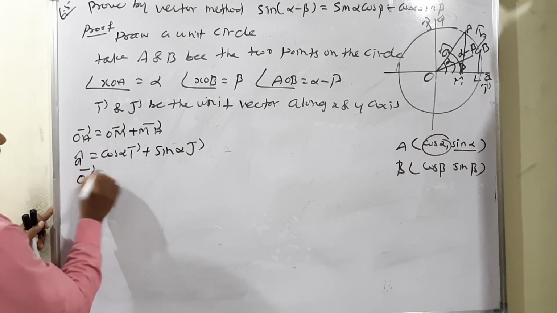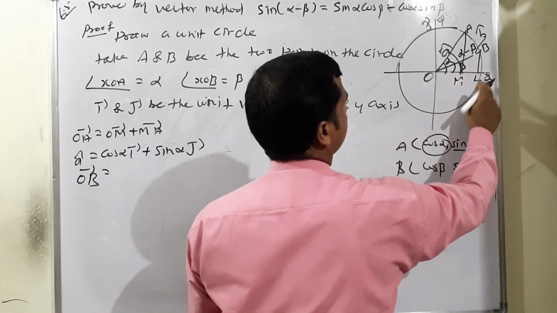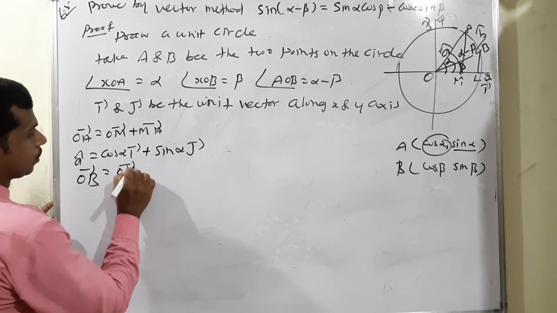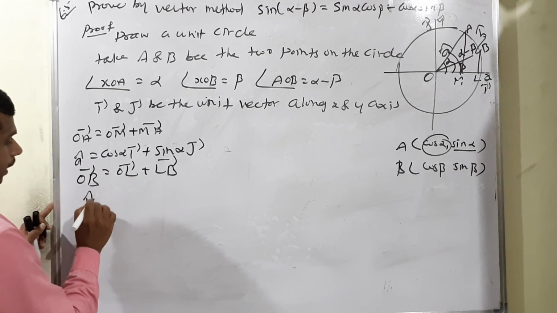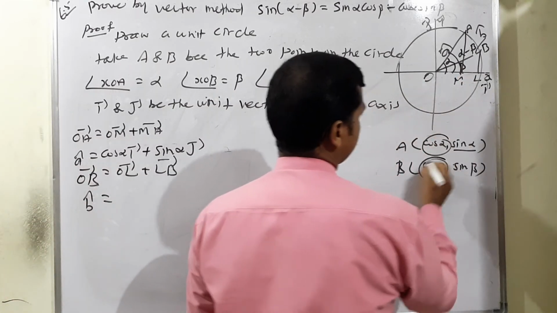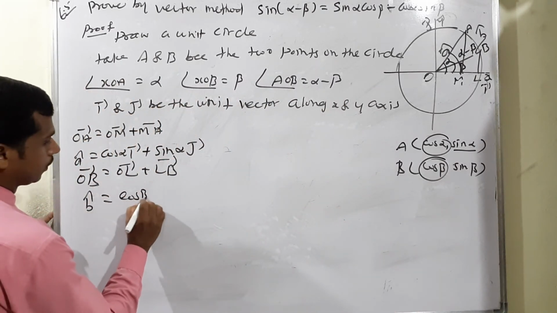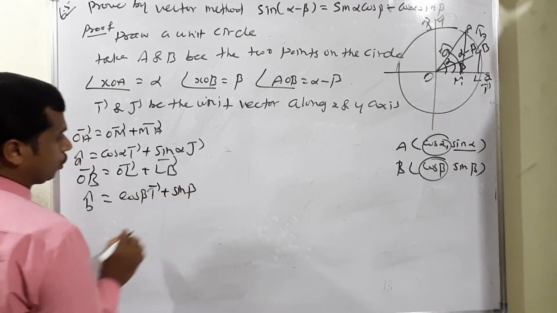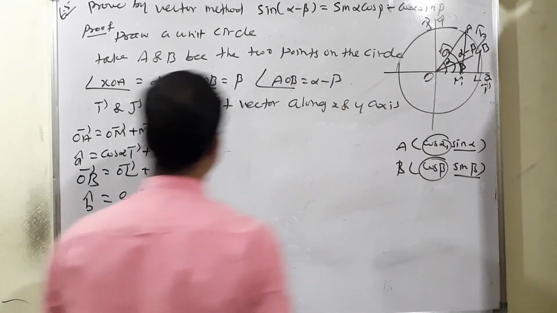So OB vector is equal to what? OB vector plus BL vector, the OL vector plus LB vector, isn't it? So OL vector plus LB vector. OB vector means B cap. OL means what? X-axis, so x-axis means definitely cos beta i vector, plus LB, which is parallel to y-axis, means sin beta j vector.